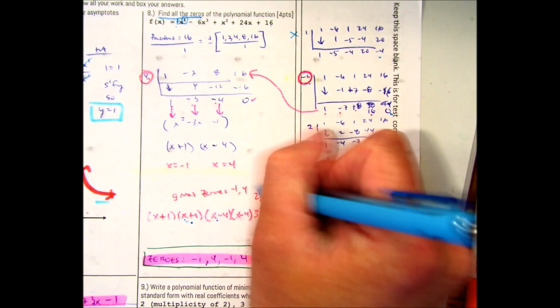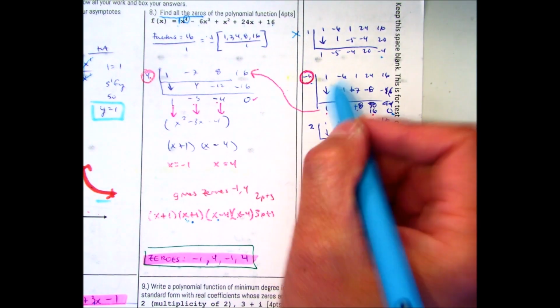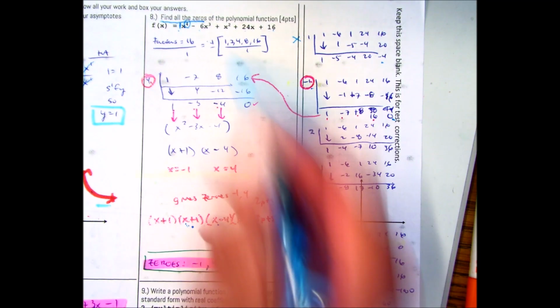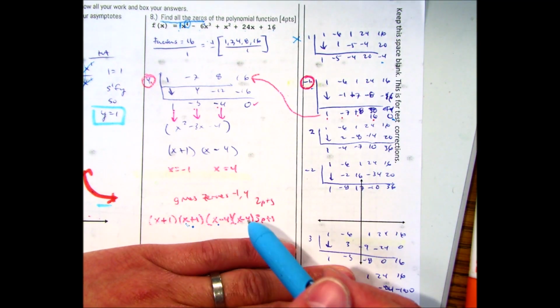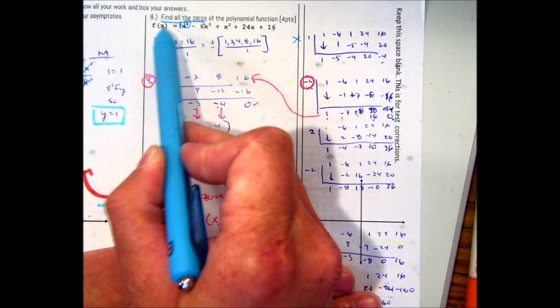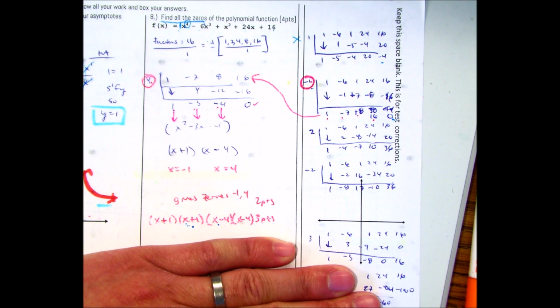So if you write just these two, you're missing one. Well, where does it come from? Now, the next thing that you probably missed points on, it says find all the zeros. These are not zeros. These are binomials. These are factors. I could have asked you the question, factor the polynomial. You would get this as your answer.